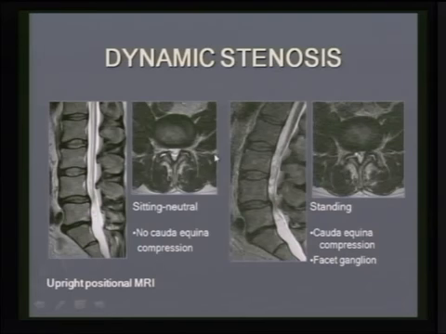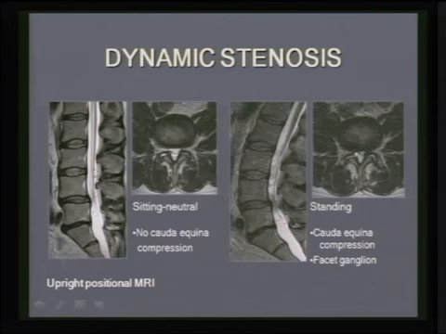Okay? The patient was imaged in the standing position. The spondylolisthesis has not particularly changed, but now there is complete loss of CSF from around the cauda equina, marked compression of the thecal sac, cauda equina compression, and the development of a small facet ganglion due to fluid being pushed out of the facet into this ganglion. And the patient has developed very significant cauda equina compression.